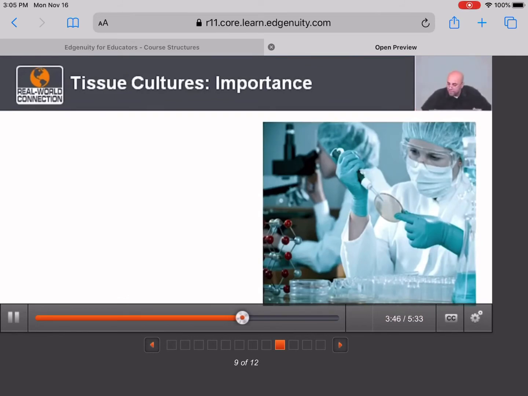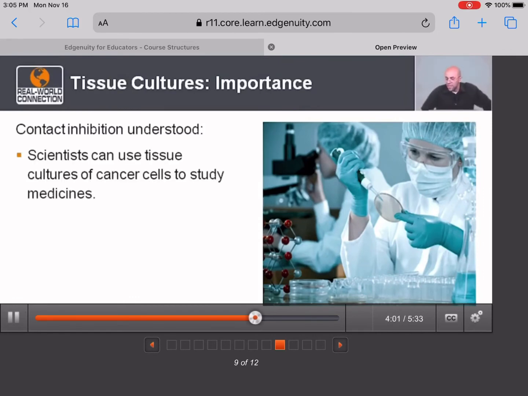The study of mitosis in the past has led to the study of tissue cultures. Through research and experimentation, scientists discovered cancer cells lacked contact inhibition regulators. They also discovered that they could study cancer cells the same way that they studied healthy cells.